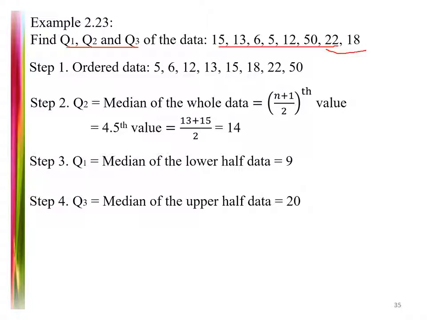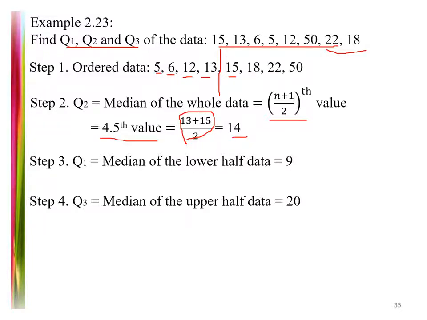So 8 plus 1 divided by 2 is equal to 4.5. The 4.5th observation should be the median. This is the first observation, second, third, fourth, and this is the fifth. So 4.5 lies between the fourth observation and the fifth observation, which means we have to calculate the average of these two numbers. So 13 plus 15 divided by 2 is equal to 14.